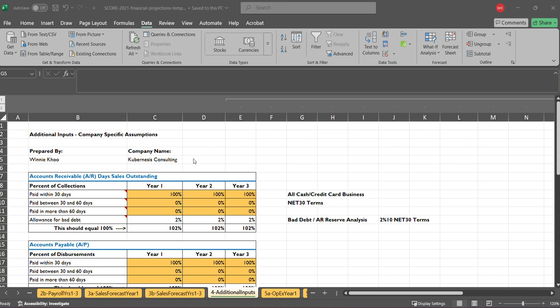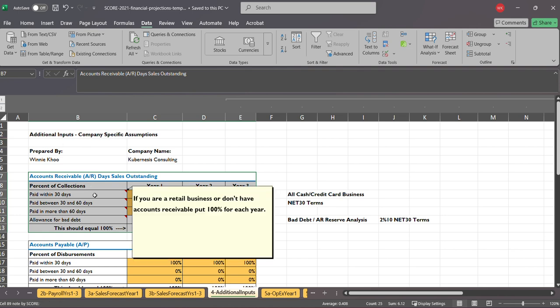So this video covers tab 4 here, which is additional inputs. This tab is basically where you'll be able to set up company-specific assumptions. And I'll go through each section and describe what they mean and how you want to set it up. So first we're going to start with this section, which is accounts receivable, AR, day sales outstanding. This section basically estimates how long it will take for you to collect payment from your customers.